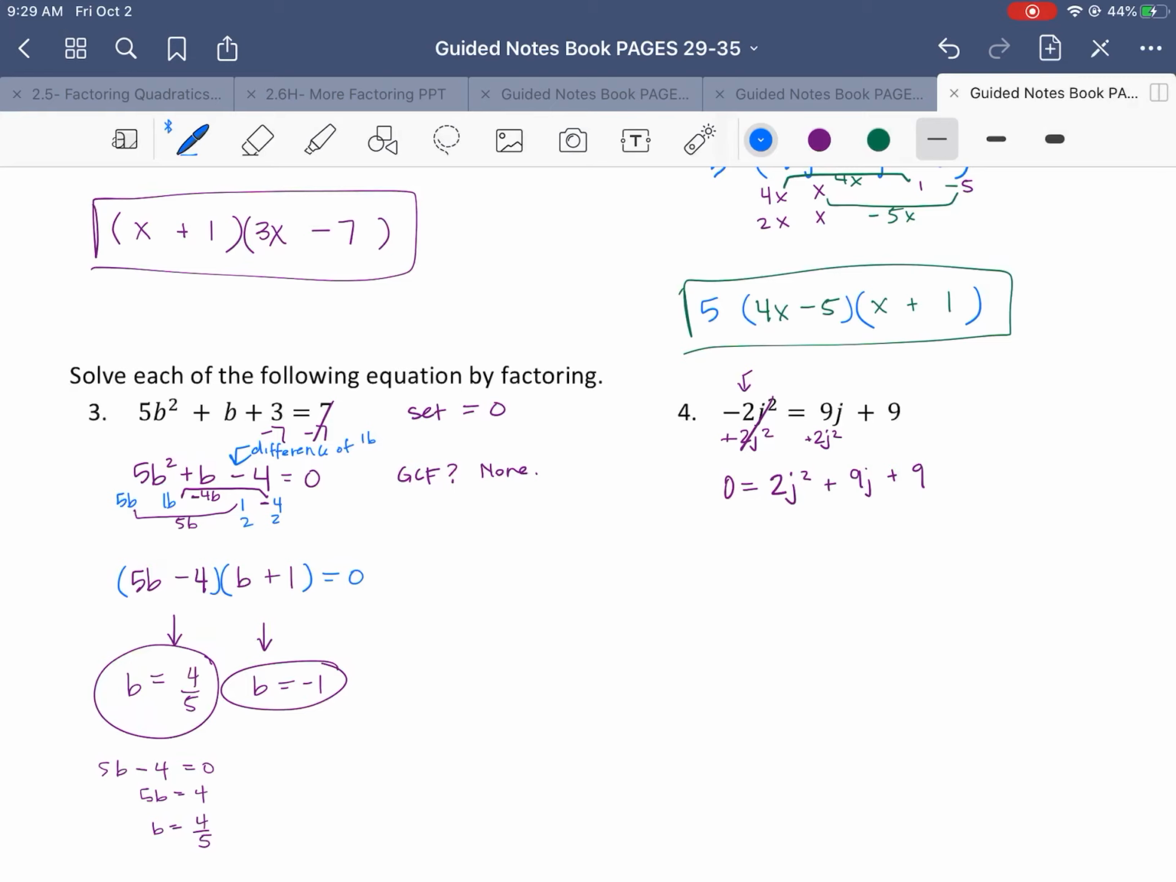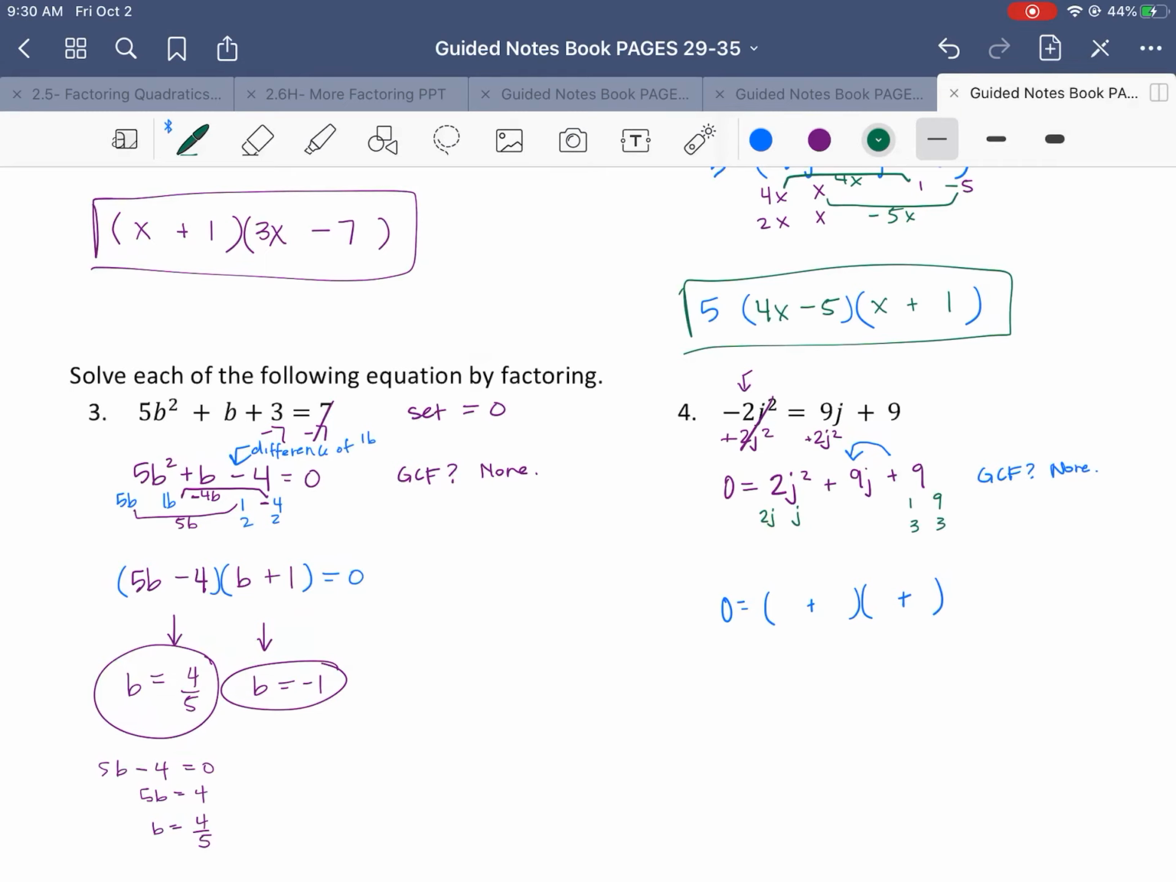And notice here that there's no greatest common factor, so we always want to look for one. There's not one here. So we start to factor. We know we're going to end up here, here, and it looks like everything's positive, so we like this one. We want to find factors that are going to add to the 9j. So we start to list those factors. The only thing that gives us 2j squared would be 2j and j. And at the end, it would be either 1 and 9 or 3 and 3.